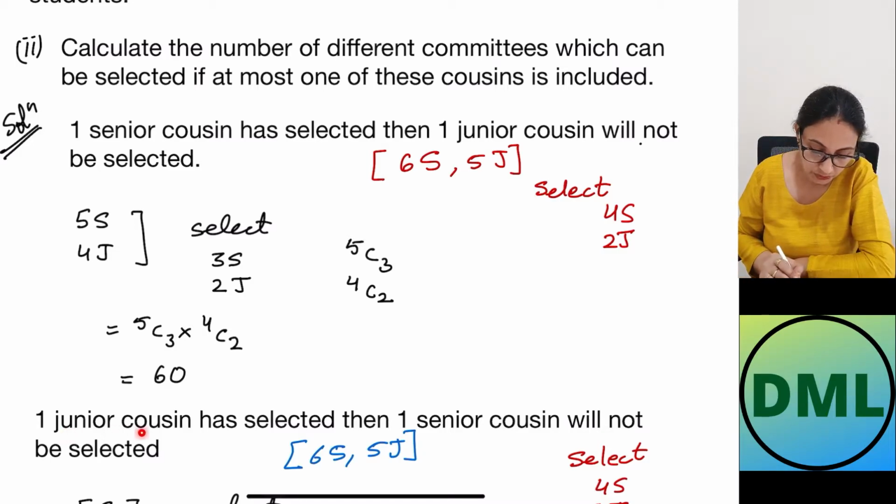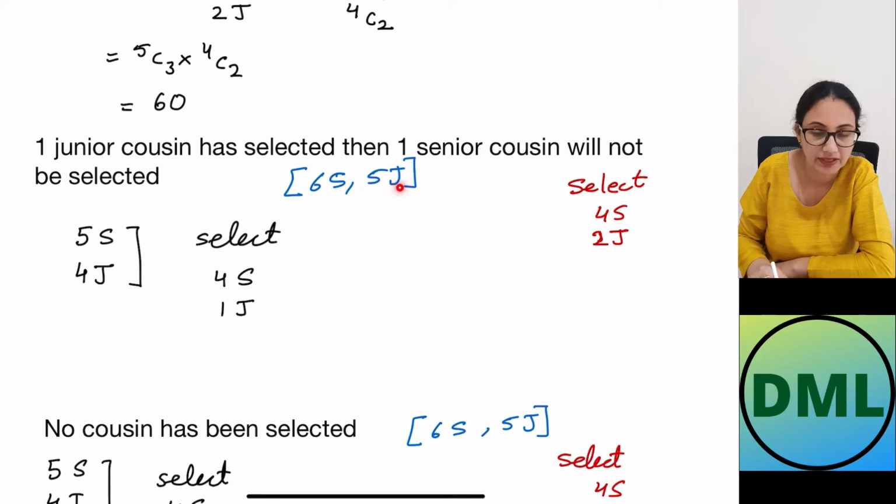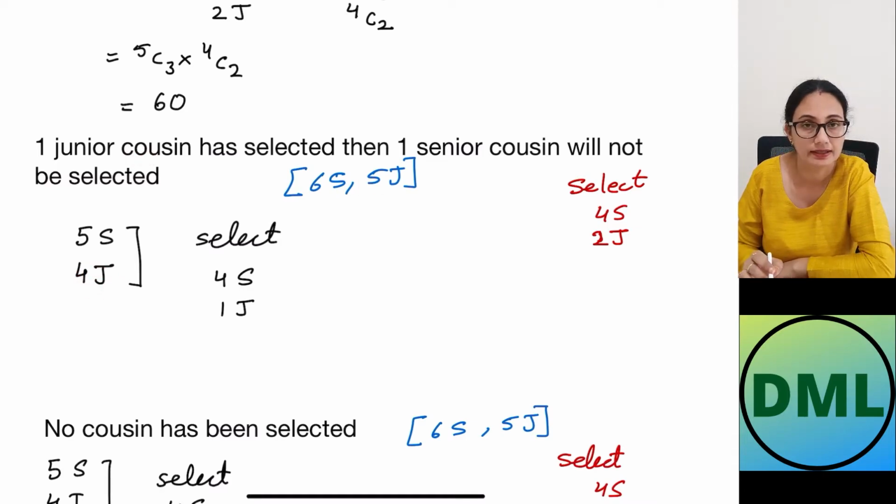Now, if one junior cousin is selected, then the senior cousin will not be selected. You can see that we have 6 senior students and 5 junior students. Out of 5 junior students, we have selected 1, so junior students will be reduced by 1. I can't select the senior student who is the cousin either, so the senior students will also be reduced by 1, so it will be 5 senior students. Now how many do you have to select? As you know, we have to select 4 seniors and 2 juniors. One junior I have already selected, so that means only 1 junior and 4 senior students I still have to select.